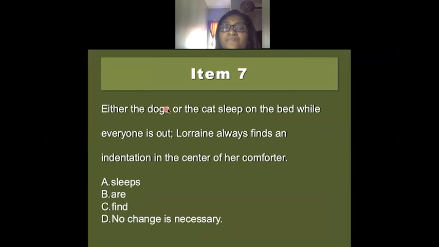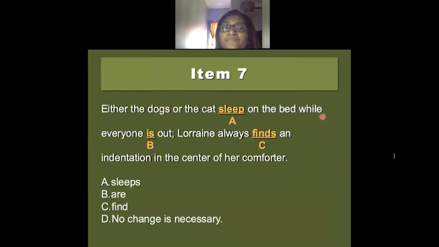Okay, good. Item 7. Either the dogs or the cat sleep on the bed while everyone is out. Lauren always finds an indentation in the center of her comforter. That means there is, we call that like a hole, right? A bit of curve in the center of a comforter. That's indentation.